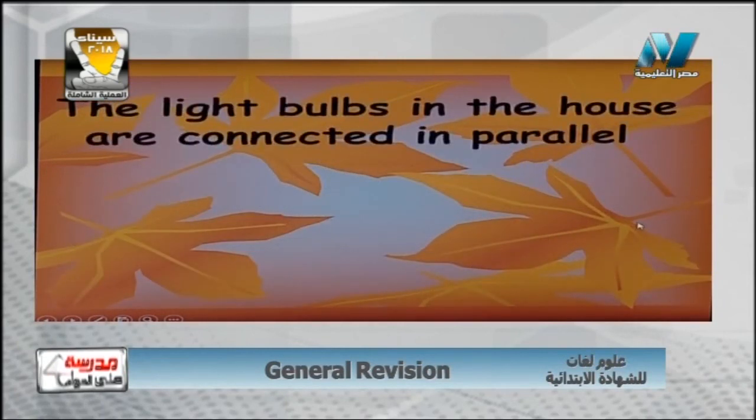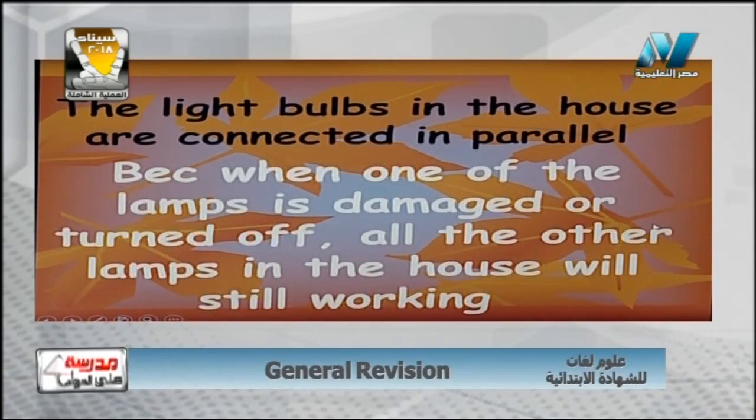The light bulbs in the house are connected in parallel. We know in this case, the connection in parallel, the light intensity doesn't change, it stays as it is. But here the question asks: the light bulbs in the house are connected in parallel because when one of the lamps is damaged or turned off, all the other lamps in the house will still work. They stay as they are.